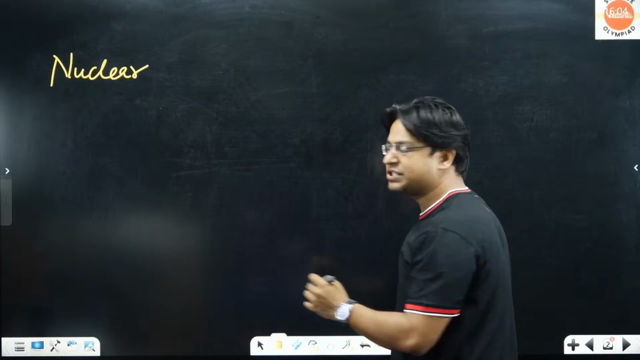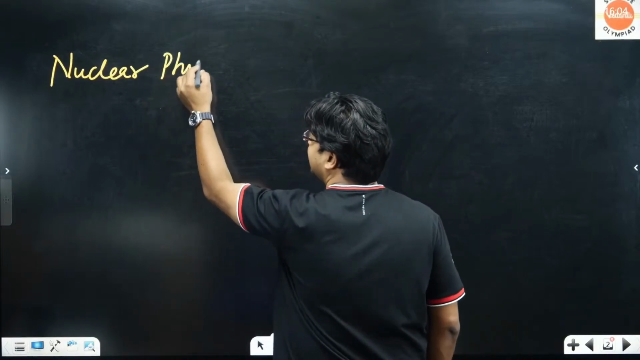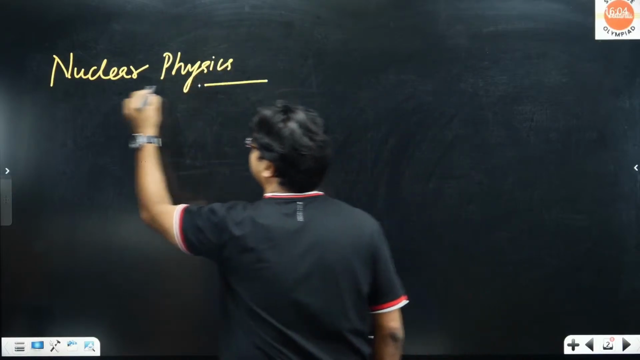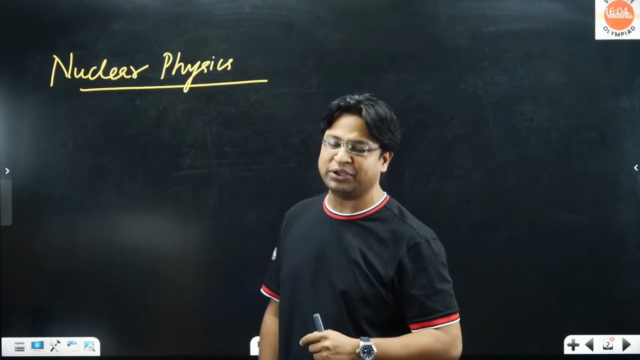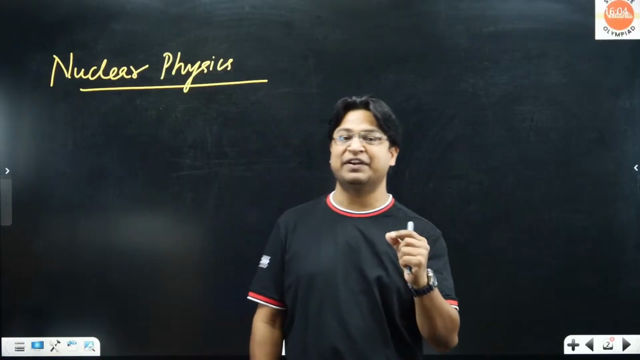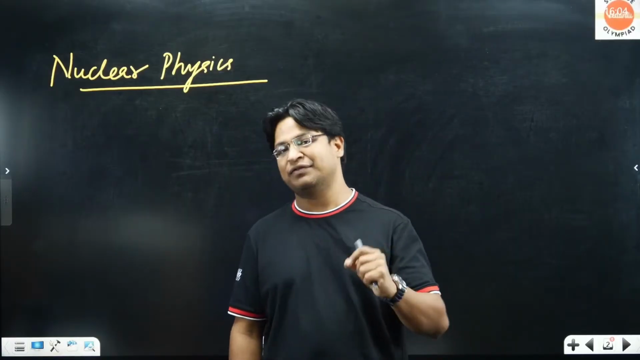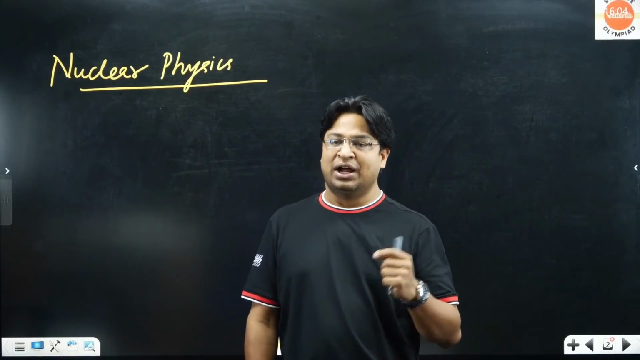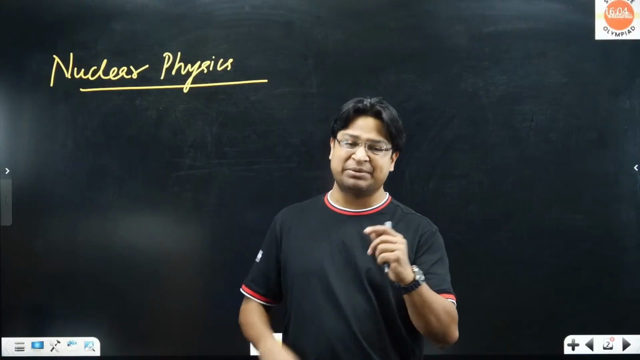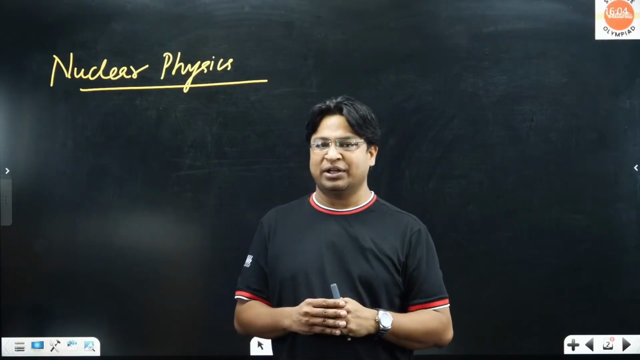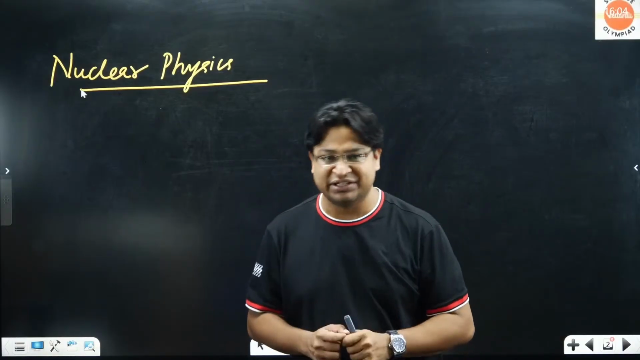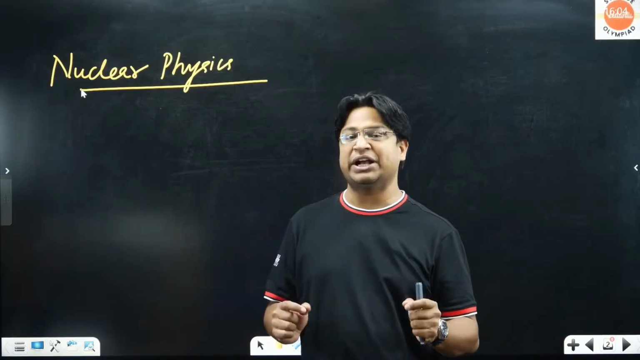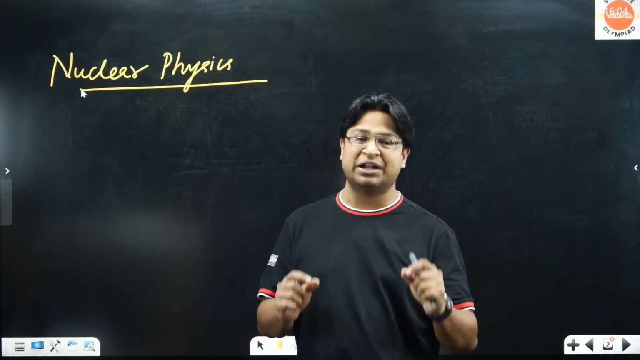So in nuclear physics, we talk about the nucleus of atoms. As you would be knowing by now, the nucleus is a very small part of the entire atom, very small as compared to the entire size of the atom. We are going to deal with it, and whatever particles are present inside the nucleus, as of now we know that protons and neutrons are part of the nucleus.